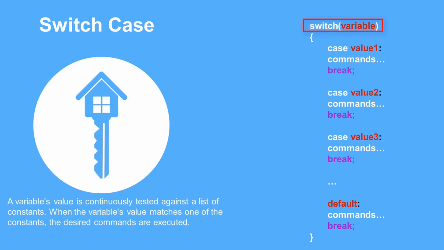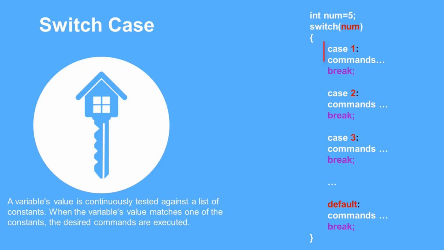After writing the switch statement, we enclose the variable name in parentheses. This variable is the one we will be checking. Inside the curly brackets, we define case blocks, each specifying a constant value to compare against. For example, we can write case 1. If the variable's value equals 1, the corresponding commands are executed. We then use the break command to exit the switch block, ensuring that the program does not continue checking other cases. Since the condition is already met, there is no need to evaluate further cases.